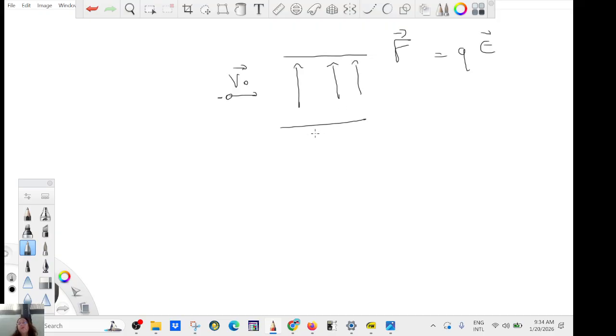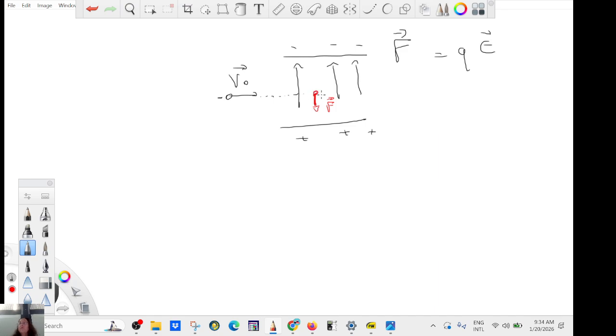So electric field always starts from plus, goes into minus. Now the minus could be the infinity, could be very far away. So negative wants to go against the electric field. So it means that the force applied will be this way. That will be your force here. So it's along the electric field, but it's against it.